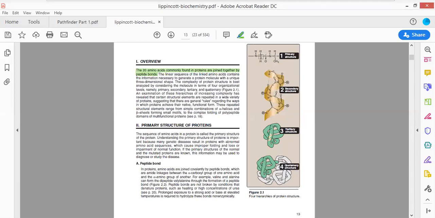Now the protein primary structure is going to fold over itself, leading to the formation of hydrogen bonds, which you can visualize.